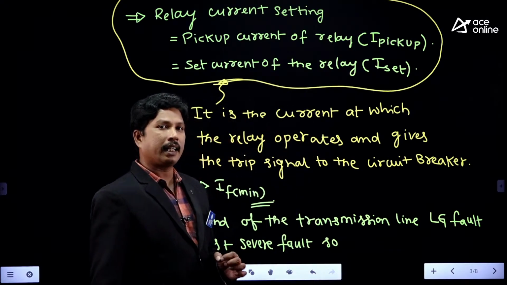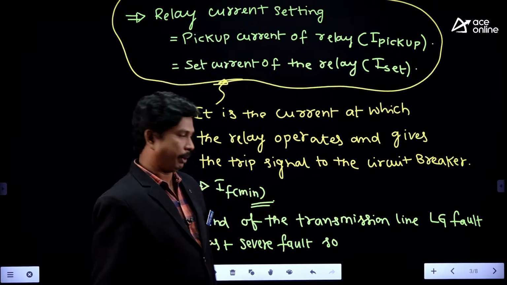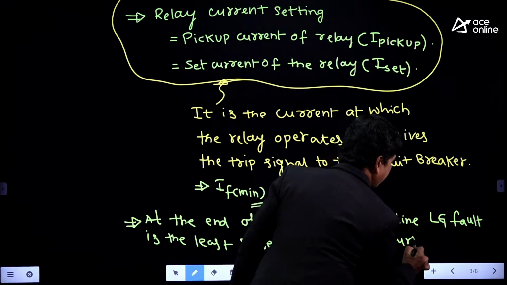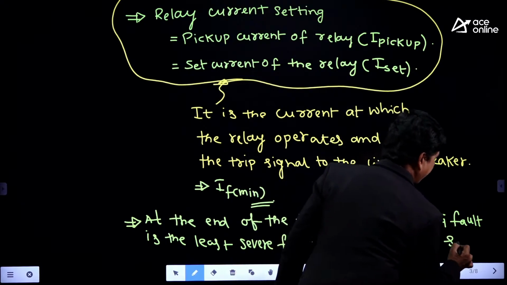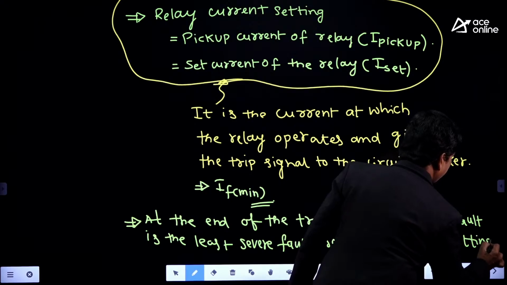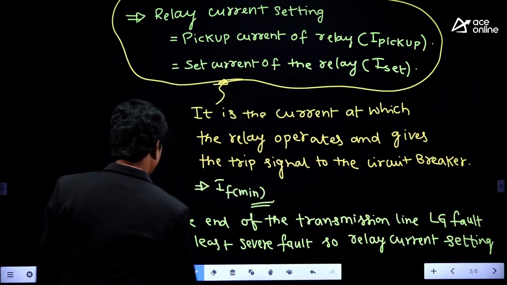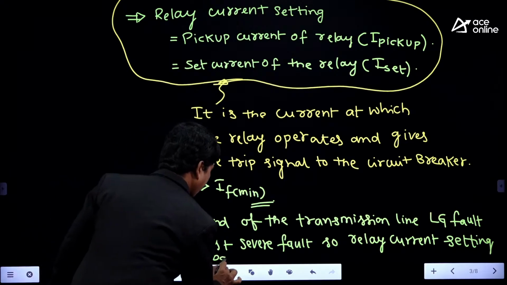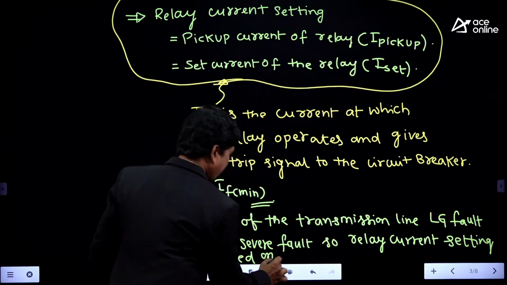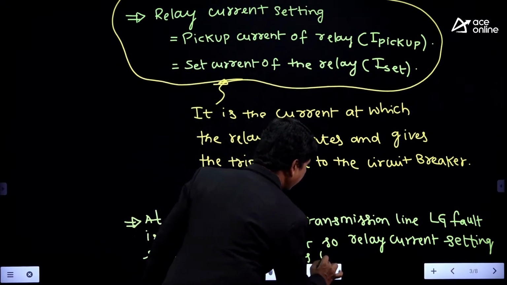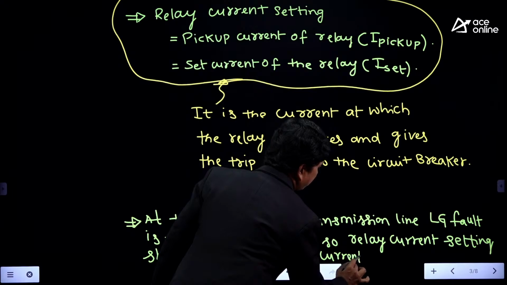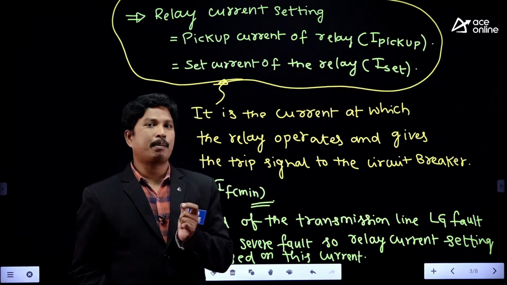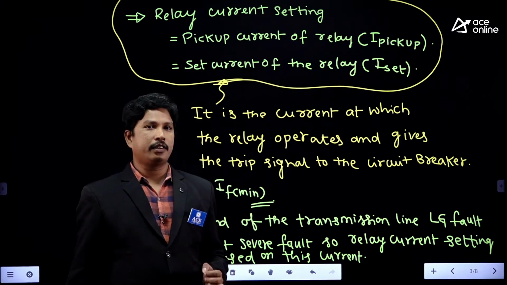So the relay current setting I pickup should be I F minimum. So the relay current setting should be based on this current. Clear, everybody? So whenever the fault occurs at the end of the transmission line, the relay pickup current should be based on the LG fault current.